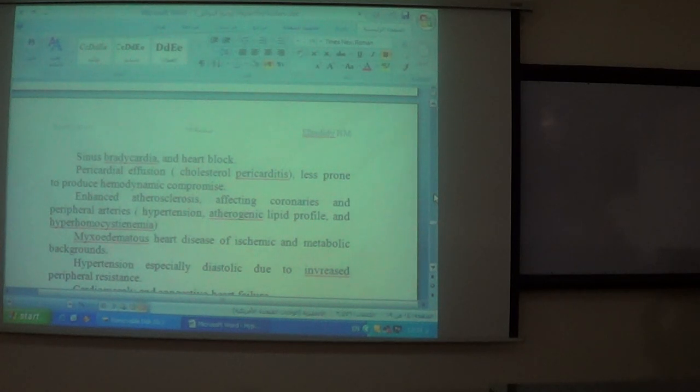And this pericardial effusion may be named cholesteric pericarditis. This pericardial effusion characteristically does not lead to cardiac tamponade because it is slowly accumulating. So the patient's chest adapts, and there is no constriction preventing the heart from filling or impairing the diastolic function. This is very rarely seen. So pericardial effusion is slowly accumulating, may be massive, but interestingly rarely leads to cardiac tamponade or hemodynamic compromise. Okay?